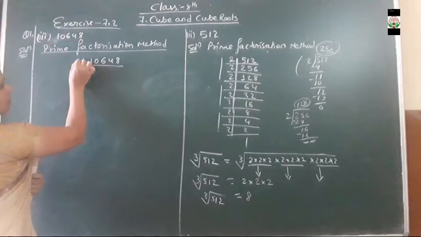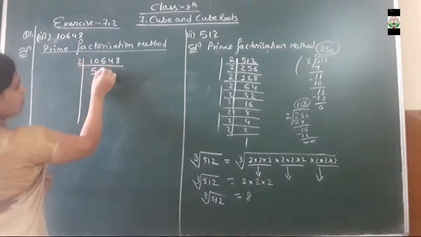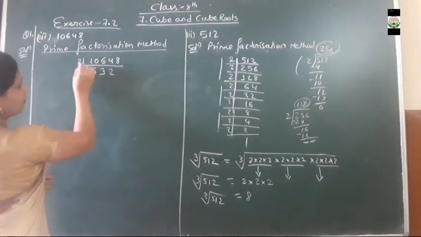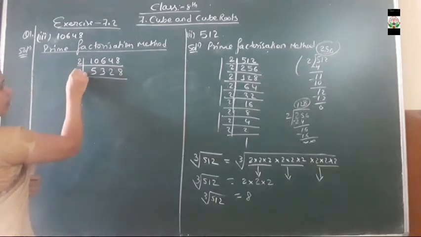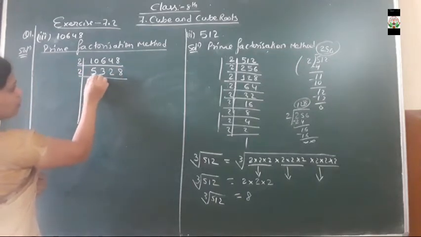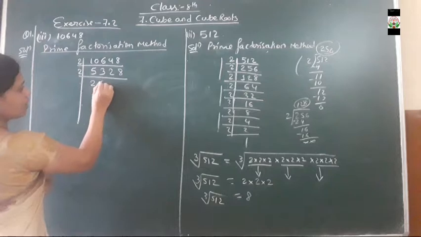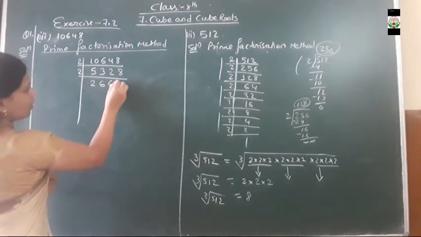So what will be the factors? Here 2, 5 times, 6, 3 times, 2, 1 time, and 8 times. Okay, then here 2, that means 4 times, 13, 6 times, 1 carry, 6 times, again 4.